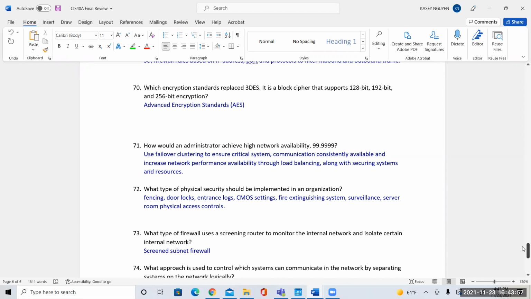73. What type of firewall uses a screening router to monitor internal network and isolate a certain internal network? So the key word there is isolation. When you use a subnet, you can segregate your network segment and isolate it. So you can use a router to screen. This is what the book calls the Screen Subnet Firewall, but I've heard different names for it. So it's fine. We can use Screen Subnet Firewall. It's easier for you to remember as we talk about isolation.